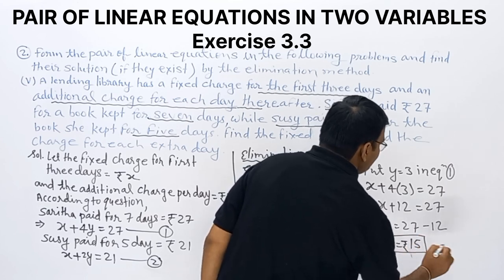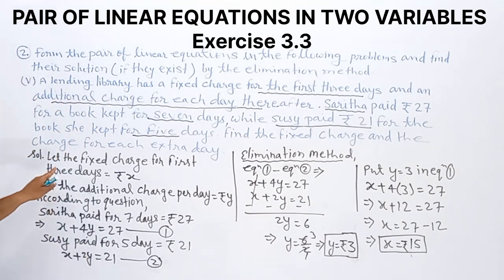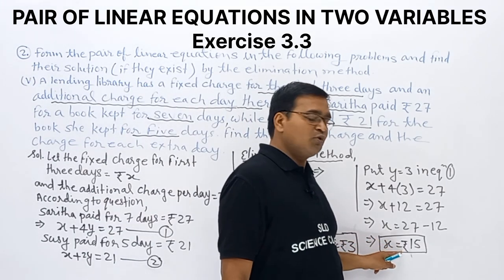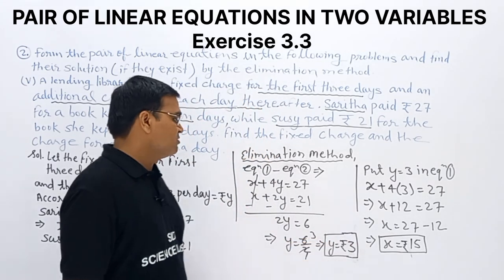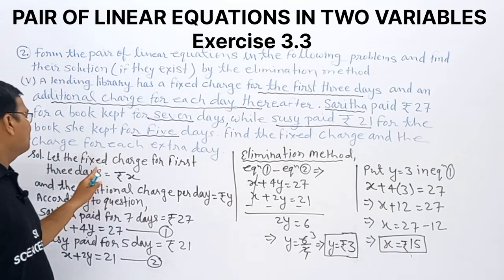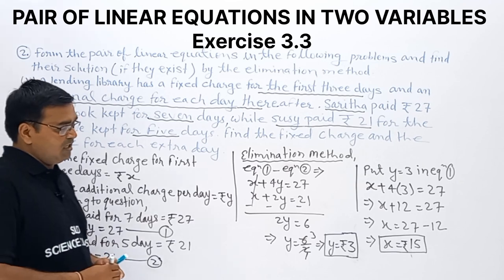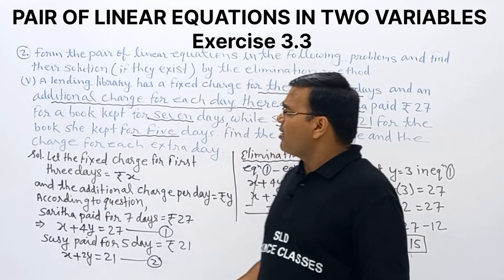The library has a fixed charge for the first 3 days, which is 15 rupees. Fixed charge is this one for the first 3 days. After 3 days, the per day charge is 3 rupees. So we obtained the fixed charge for the first 3 days, rupees 15, and the additional charge per day, rupees 3.